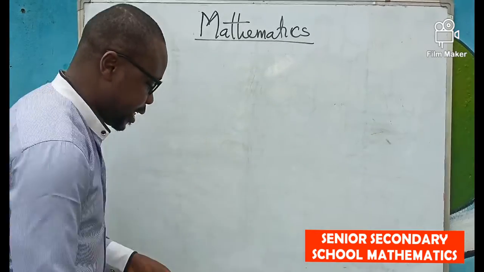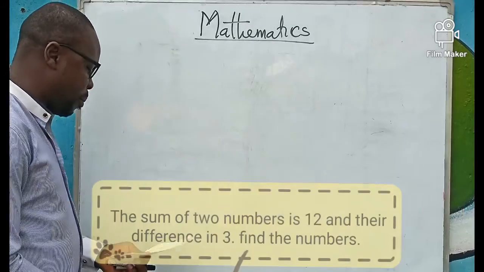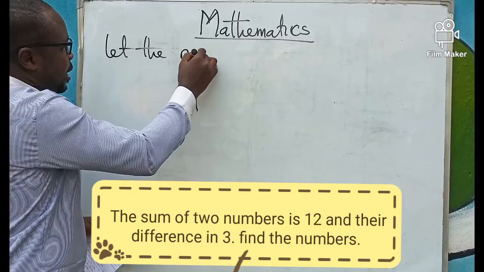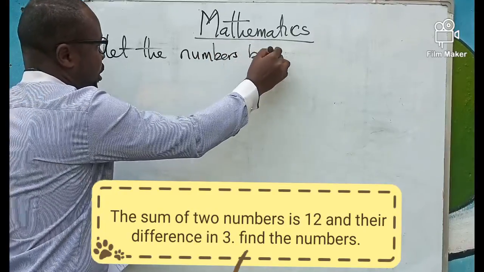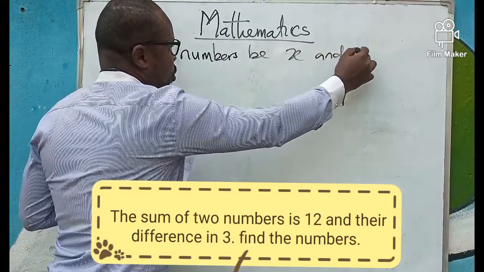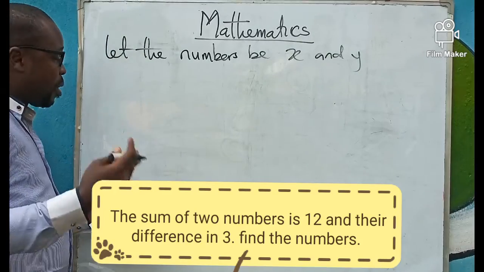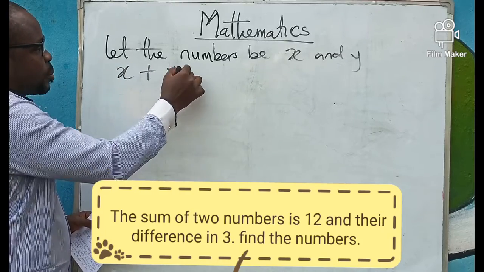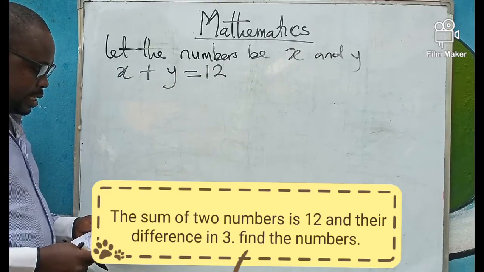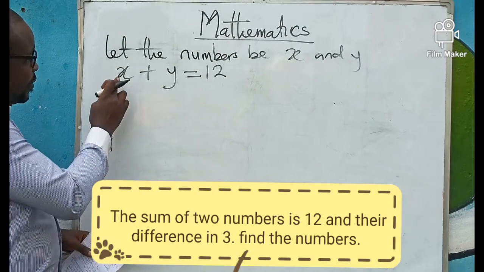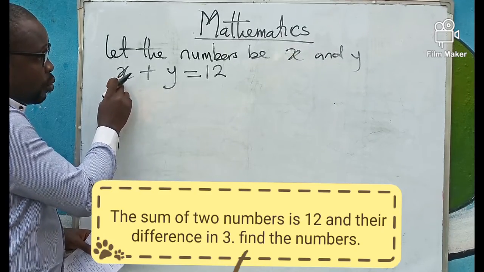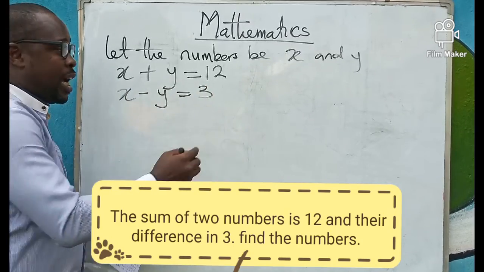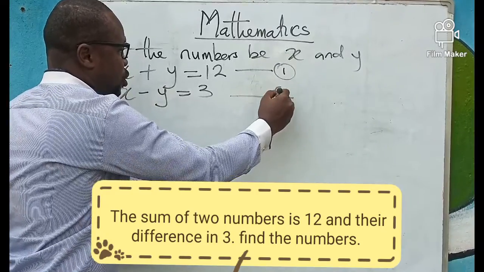So in this question we have: the sum of two numbers is 12. So we can say let the numbers be x and y. The question said the sum of these two numbers x and y, we don't know, is 12. So x plus y gives us 12. And their difference is 3, meaning that if this is the big one, when I subtract the smaller number, I will get 3. That's the statement. So we can say our equation 1 and our equation 2.